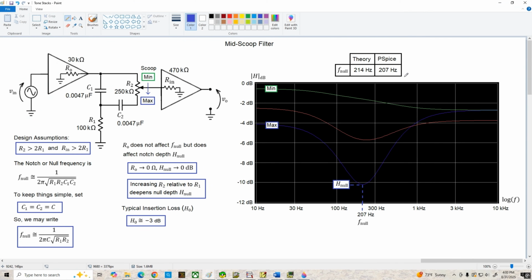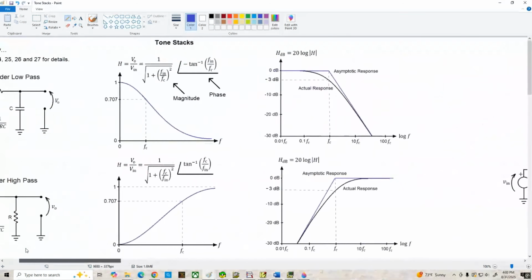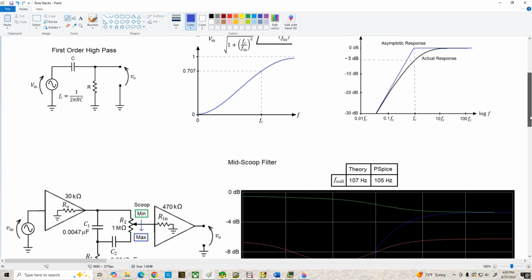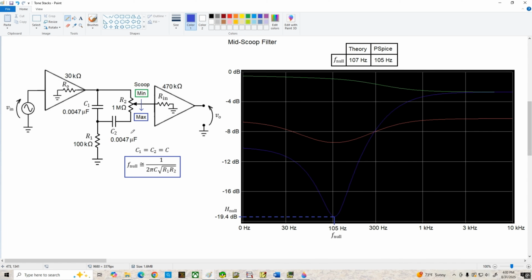Now, just like the other circuits, there's nothing carved in stone about the values I have here. So let's go over to the next page and take a look at what happens if we change our potentiometer from 250K ohms to 1 megohm. If we plug these component values into our null frequency equation, we end up with a frequency of 107 Hertz. Now, again, I did a PSpice analysis of the circuit, and it gave me a null frequency of 105 Hertz, so we're in really good agreement here.